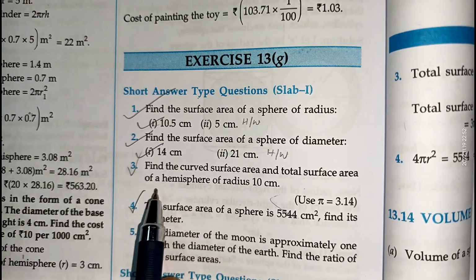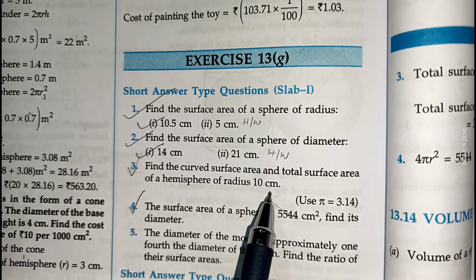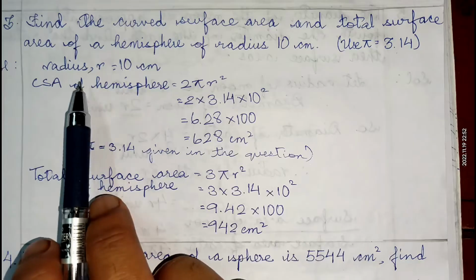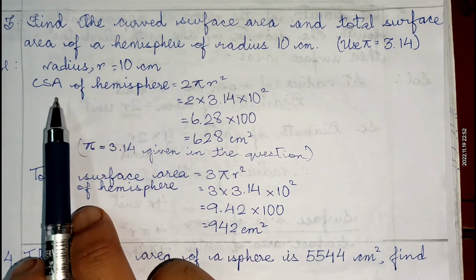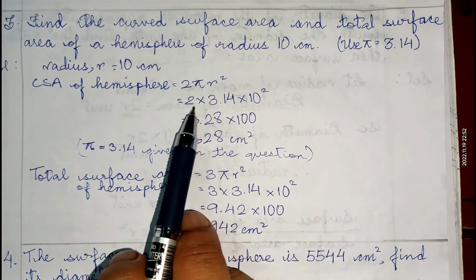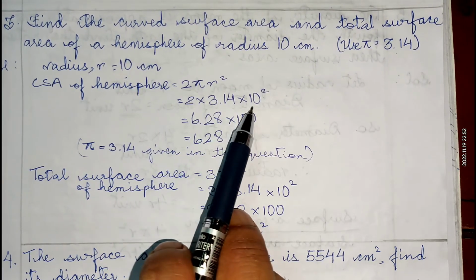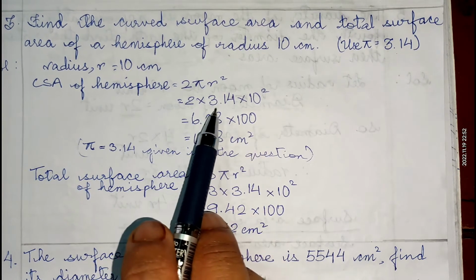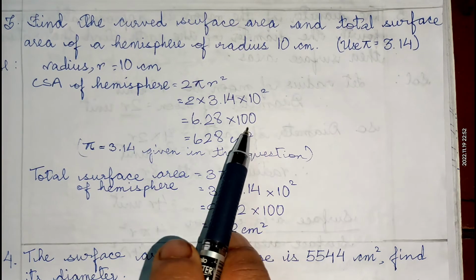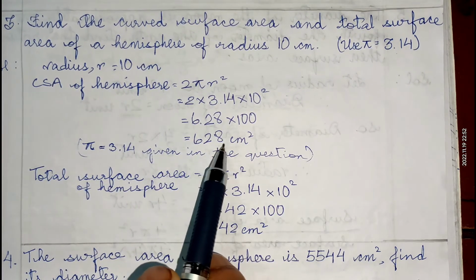Here the question is: find the curved surface area and the total surface area of a hemisphere of radius 10 cm, and here we have to use pi equals 3.14. Here the radius is 10 cm and we have to calculate the curved surface area of a hemisphere, which is 2 pi r square. 2 into pi, which is 3.14 as given in the question, into r square, which is 10 square. So 3.14 into 2 will give 6.28, into 10 square, which is 100. 100 into 6.28 will give 628 centimeter square.